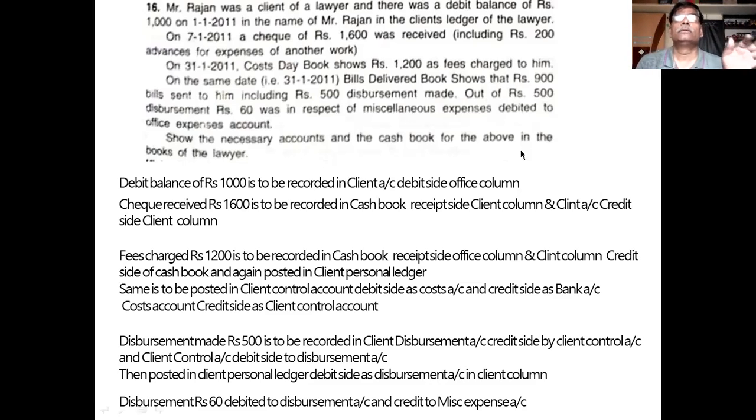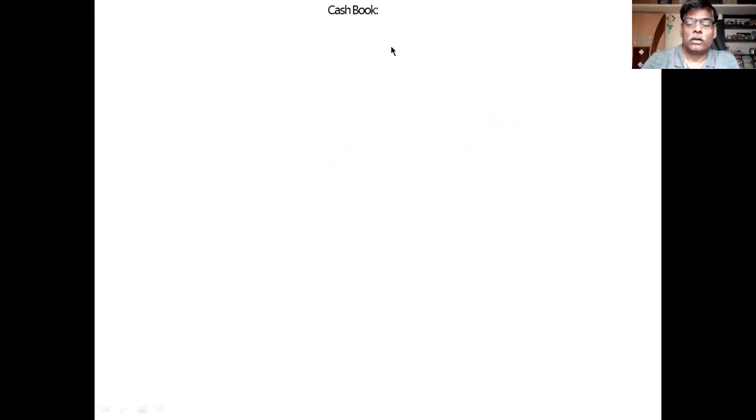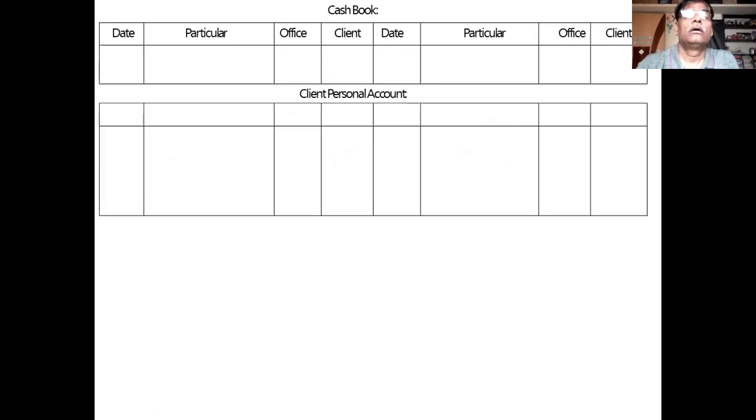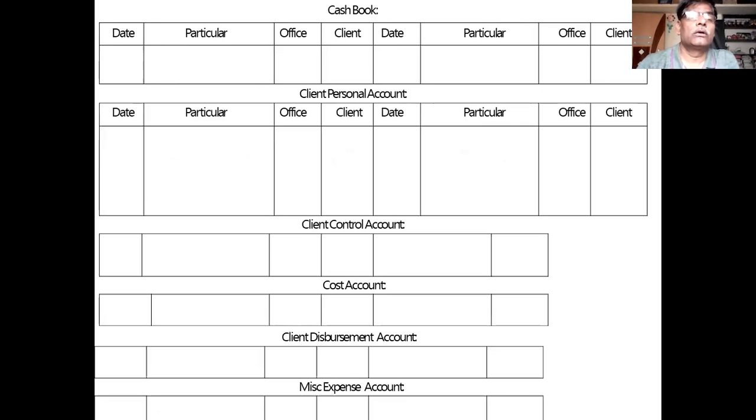Okay, this is the point you remember, and you see the account here. One is cash book, second is client personal account, that is Rajan account. Okay, you see here in the cash book, office means it is the lawyer related account, client means it is the Rajan column. If cash is received from the Rajan, you have to enter in this column as a deposit, and payment is made on behalf of Rajan, client column entry. On behalf of office, you record on the office column.